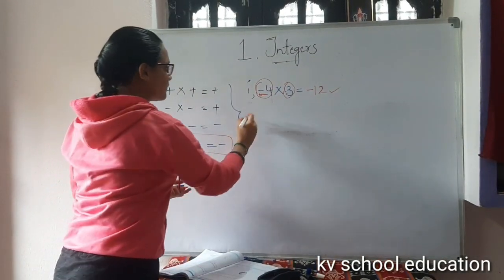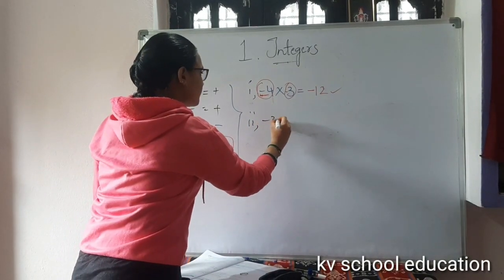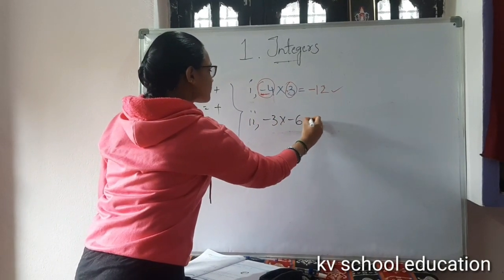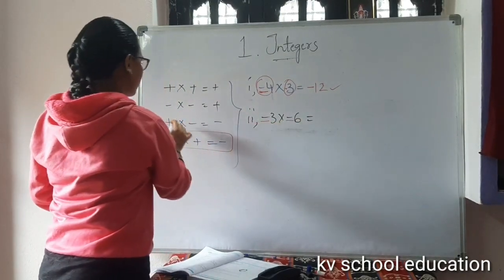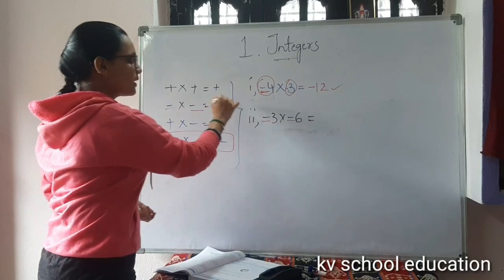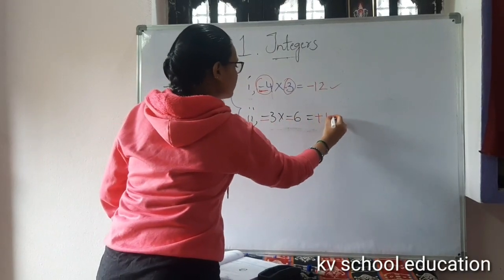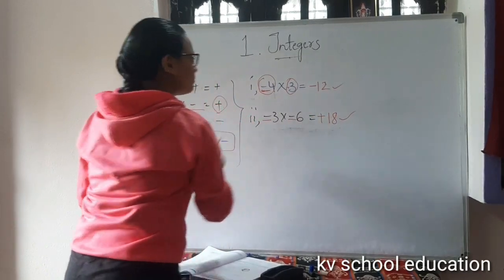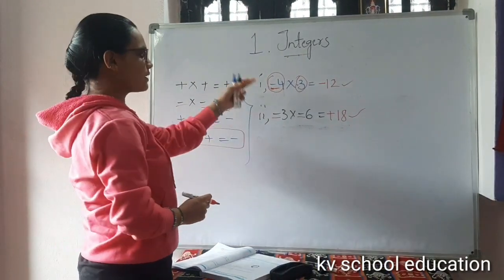And one more we will see. -3 into -6. Here we should see minus and minus. Minus into minus gives plus. So plus, 6 3s are 18. This is under multiplication, and under division it is the same.